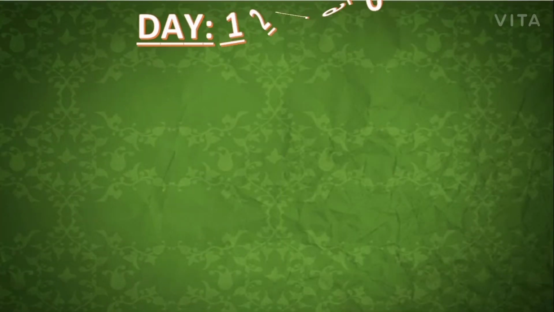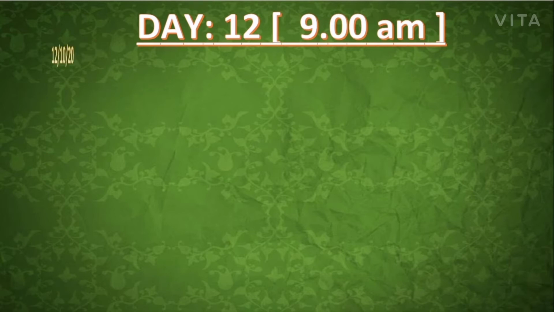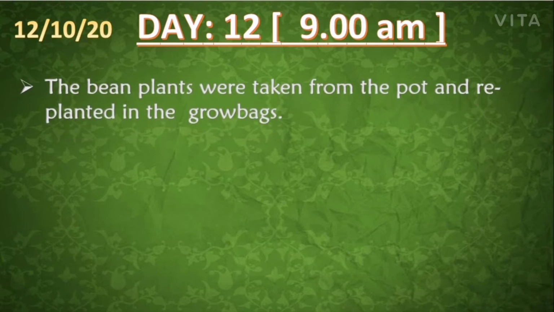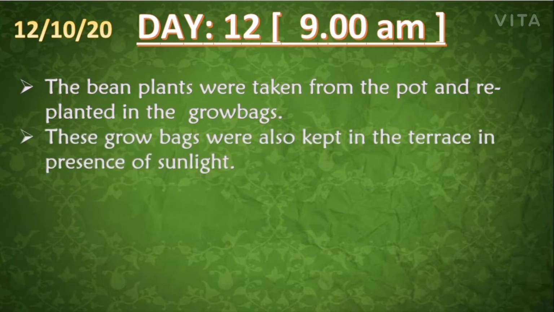Day 12. The bean plants were taken from the pot and replanted in the grow bags. These grow bags were also kept in the terrace in presence of sunlight.